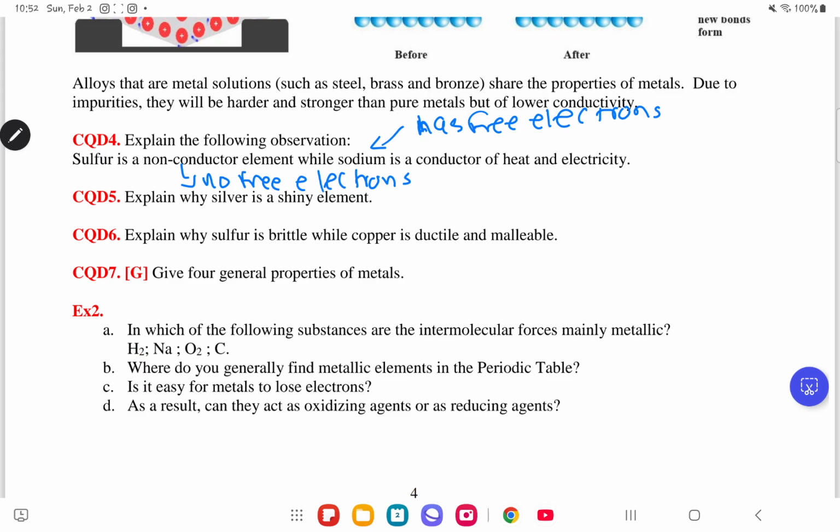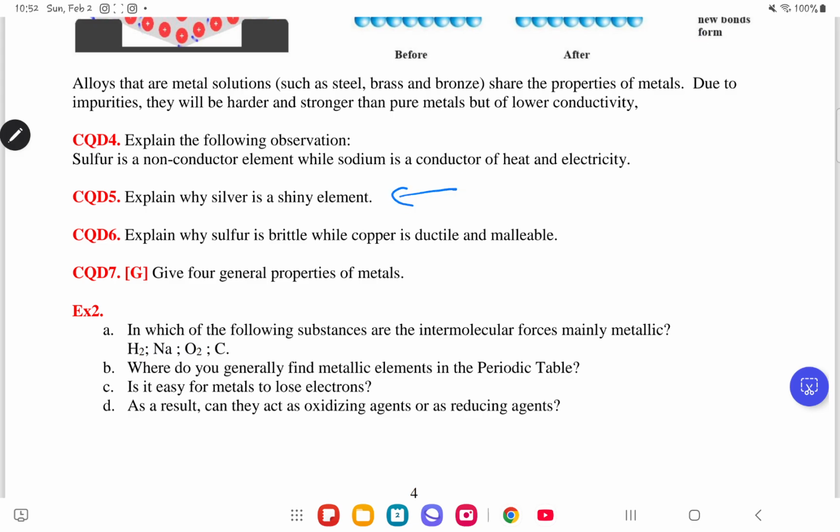If they want you to explain it more, since here they said explain, you're going to write that sulfur has no free electrons, meaning that it cannot allow the electric current to flow through it. Whereas sodium has free electrons, so this allows the electric current to move through it, because the electrons are delocalized and they can move. Now explain why silver is a shiny element.